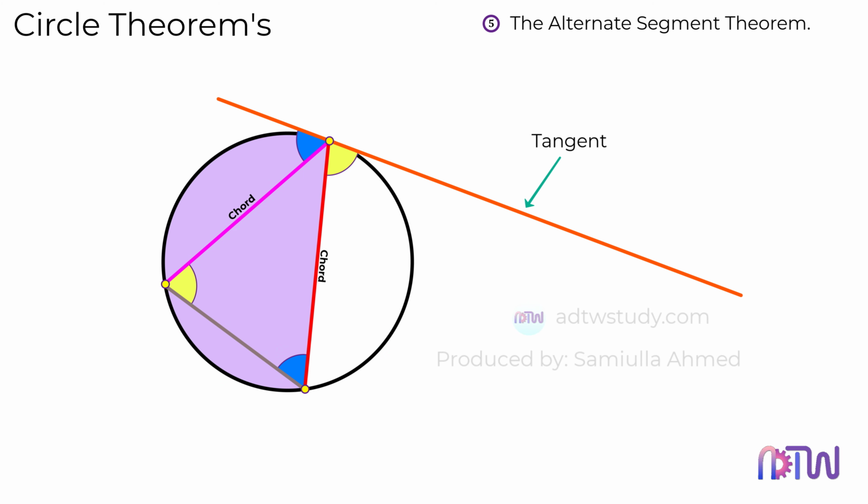This theorem is commonly known as the alternate segment theorem. It states that the angle between a chord and a tangent at the point of contact is equal to the angle subtended by the chord in the alternate segment of the circle.